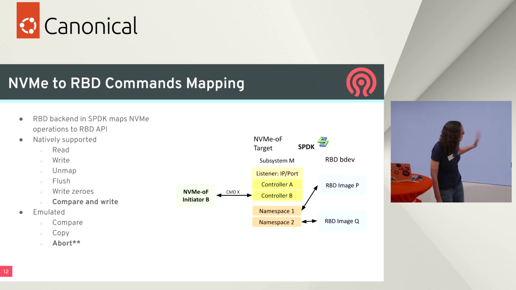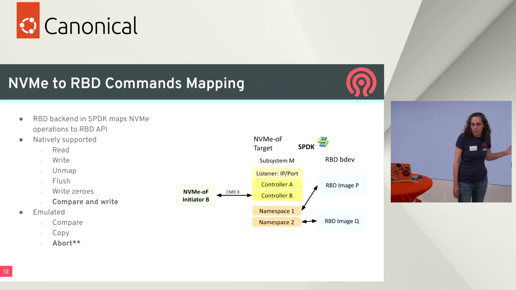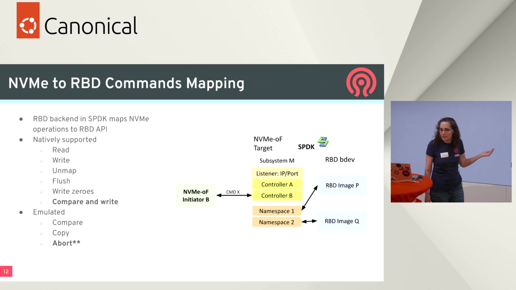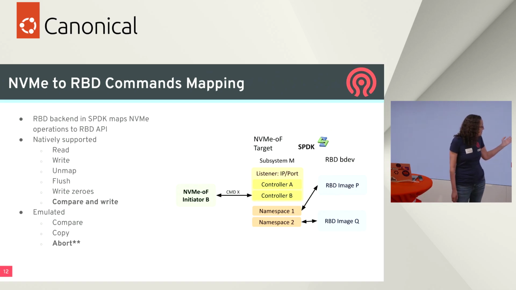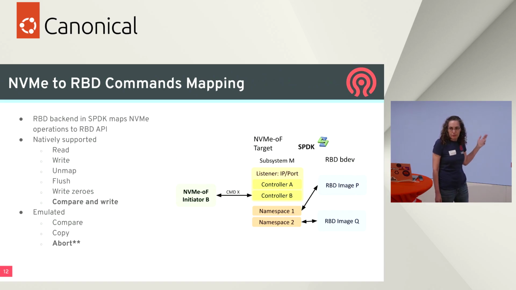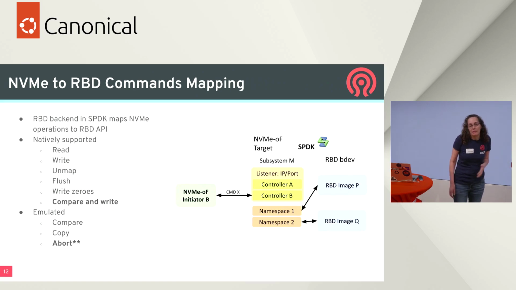And then currently we use emulated commands. That means SPDK does them, not librbd. They don't go to librbd. Compare is done by SPDK copy, which in future versions will probably be offloaded to librbd to be more efficient. And abort is special.